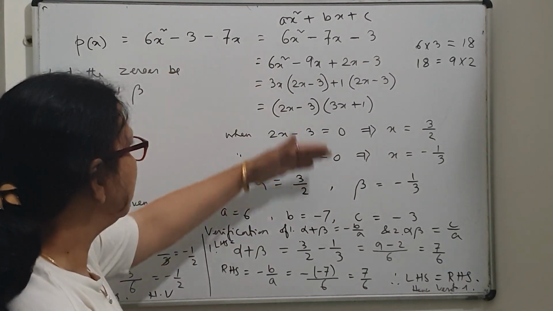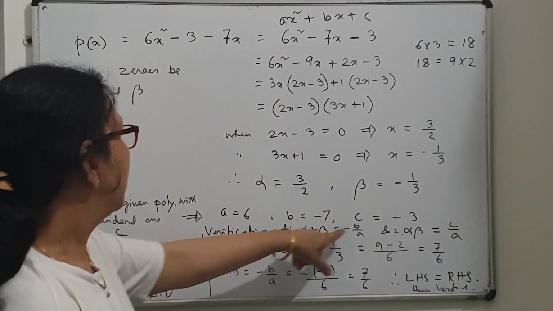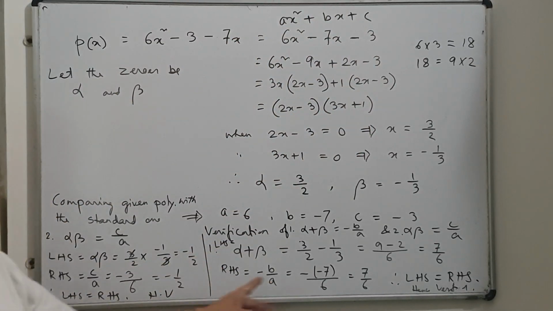So in this way we do the verification. First we find out the zeros, then we find out the values of the coefficients by comparing with the standard one. Then in this way we do the verification.